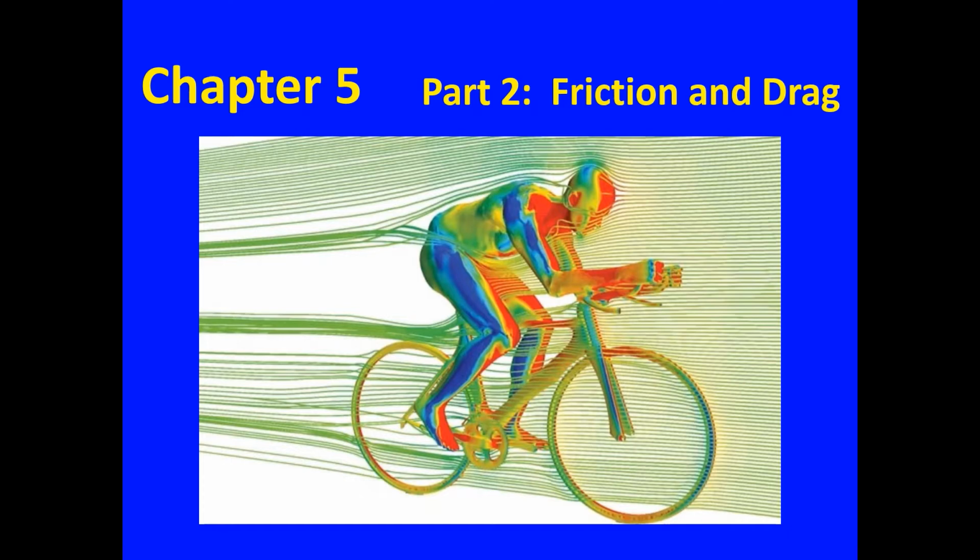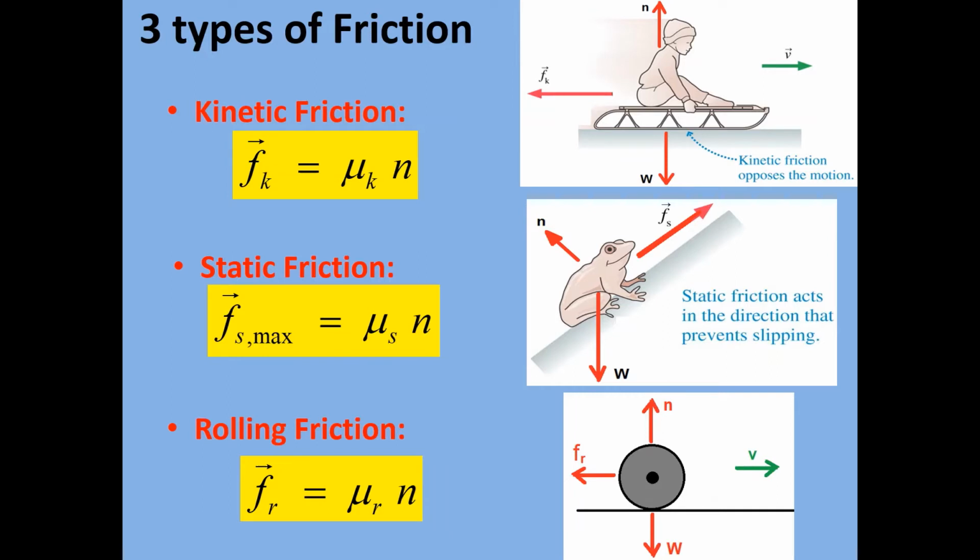In this part of the lecture, we will talk about friction and drag. We saw earlier in the course that there are three types of friction. In this video, we're going to look at these in a little more detail. The three types of friction are kinetic friction, static friction, and rolling friction.